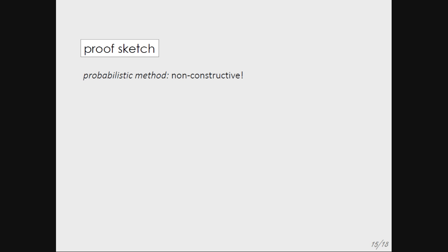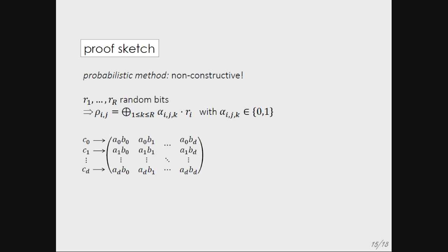The idea is that you take a class of algorithms that you're going to define like so. You take a lot of random bits, R, and you construct linear combinations of these bits. When you do that, you set coefficients alpha with 0 and 1, and you take the class of algorithms that have different alpha. And the construction is as follows.